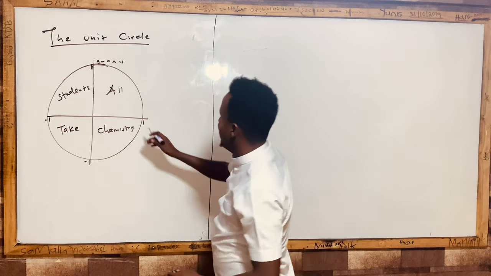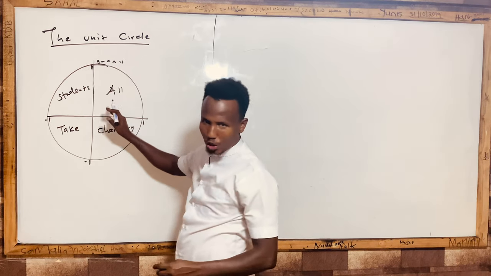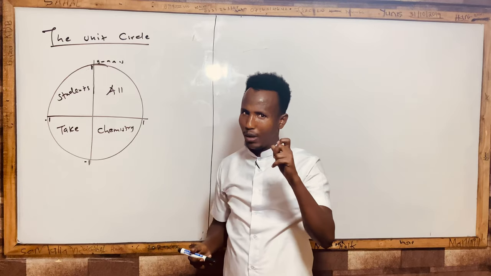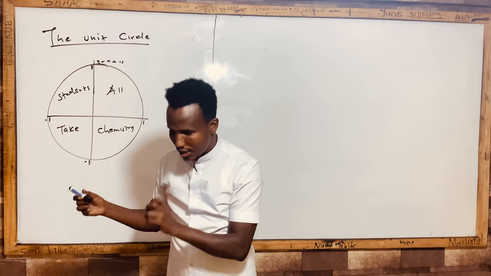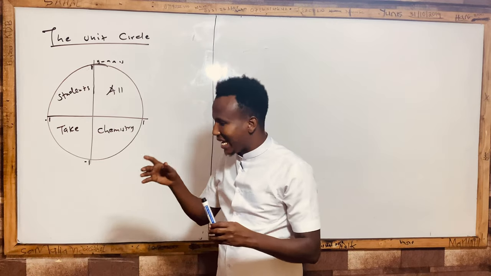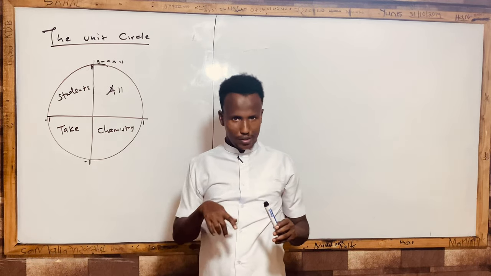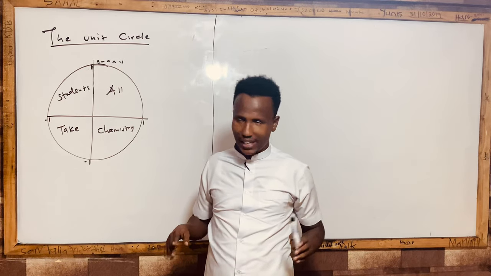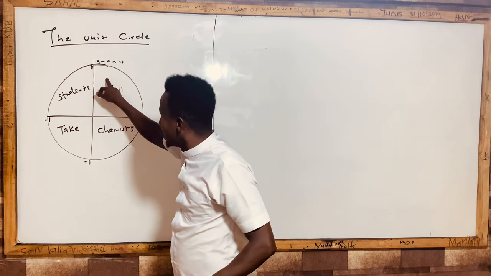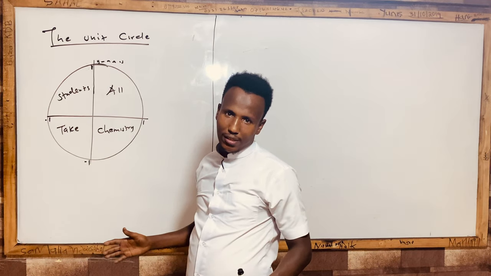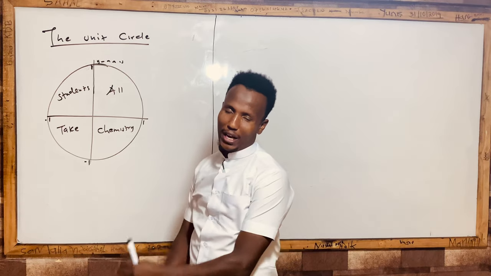So here, all ratios in the first quadrant. Remember we said in form 1, if you are with me in form 1, because I've posted videos about graphs and coordinates of form 1, okay? In form 1, you say the Cartesian plane is made up of four quadrants, named in anti-clockwise direction, don't forget that. So this is the first quadrant, this is the second quadrant, third quadrant, and fourth quadrant.